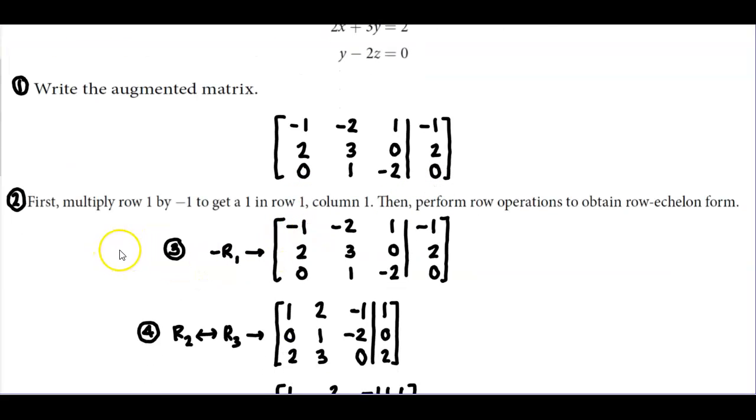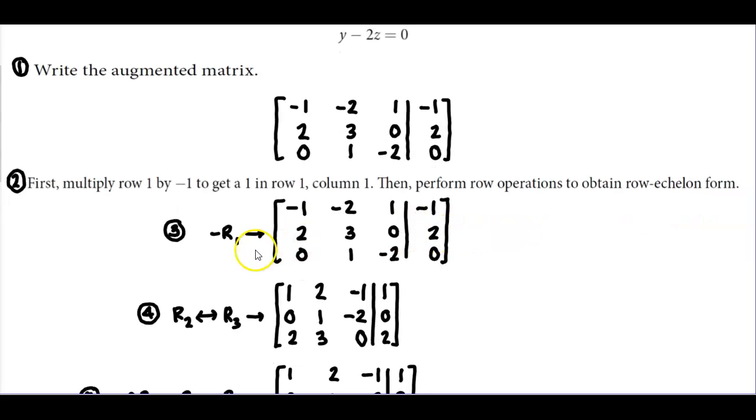Now the first thing we want to do is make sure that the 1 in the upper left-hand corner is a positive 1, and currently it's negative. So we want to multiply row 1 by negative 1 to get that positive 1 in row 1, column 1. And then we're going to perform row operations to obtain row echelon form. So going from 3 to 4, if we multiply everything in row 1 by negative 1, we get negative times a negative 1 is positive 1, negative times a negative 2 is positive 2, negative times positive 1 is negative 1, and a negative 1 times a negative 1 is a positive 1.